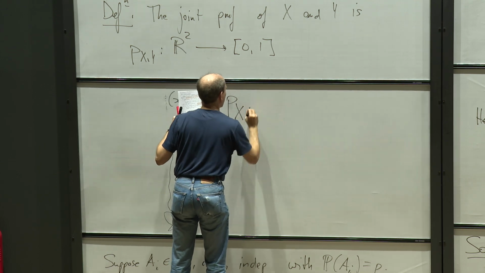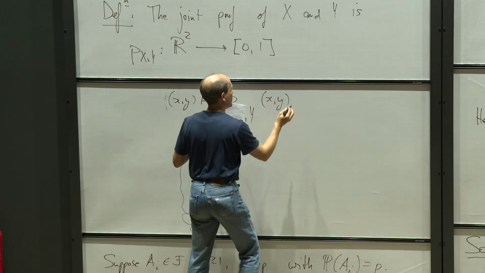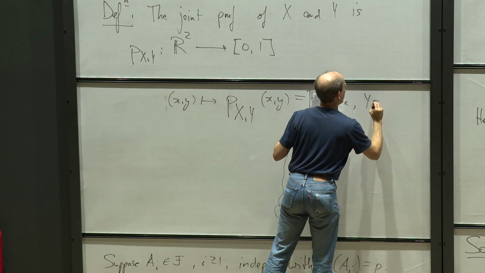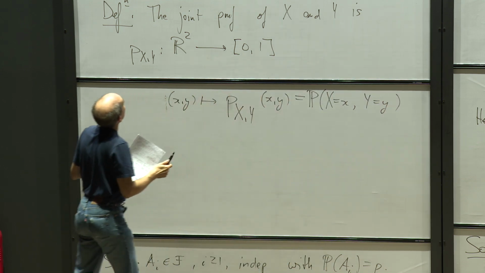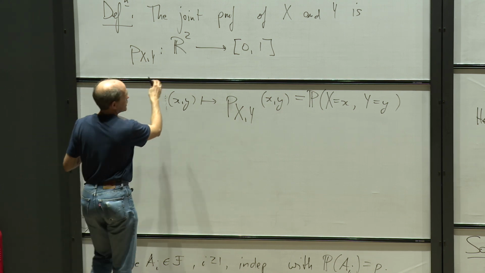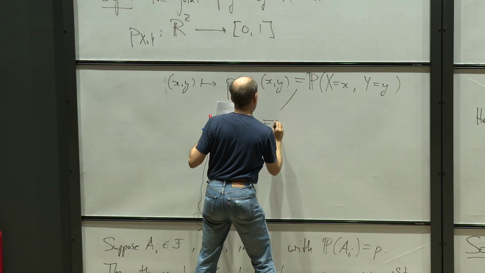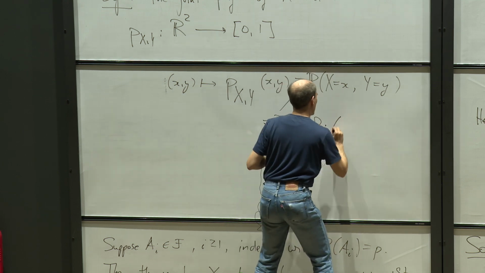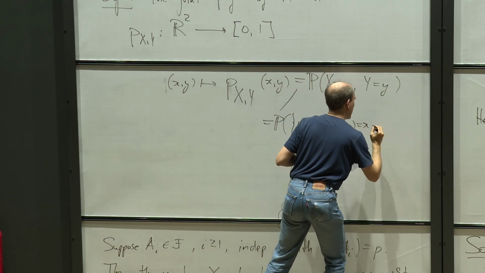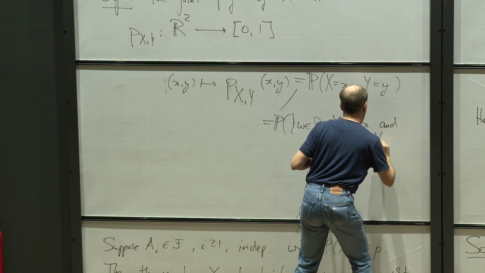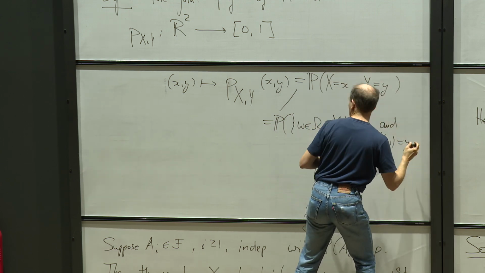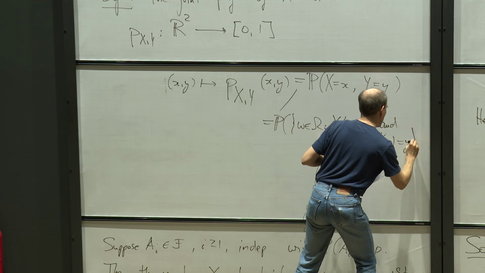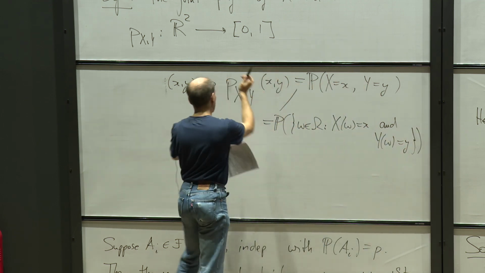So let me use the notation here: little p sub x comma y of x and y is equal to the probability that both x is equal to x and y is equal to y. Let me write it again, meaning the probability of the set of little omega in capital Omega for which both x of omega is equal to little x and y of omega is little y. Okay, curly bracket closed, and then the ordinary bracket closed.